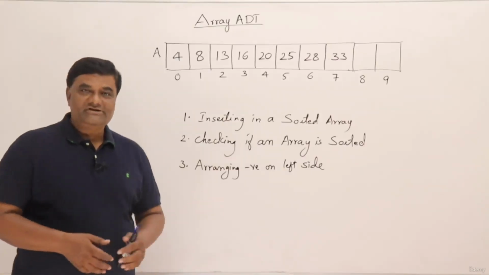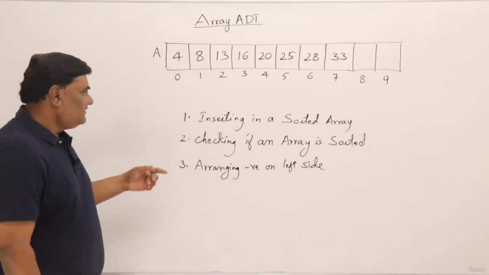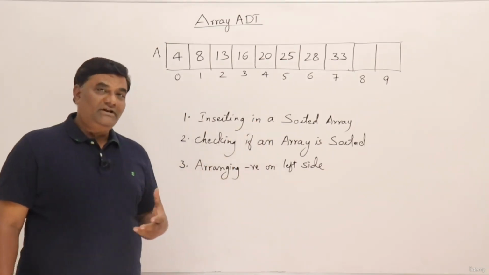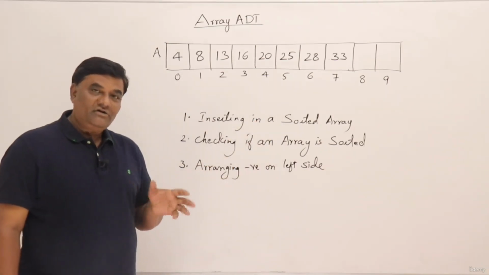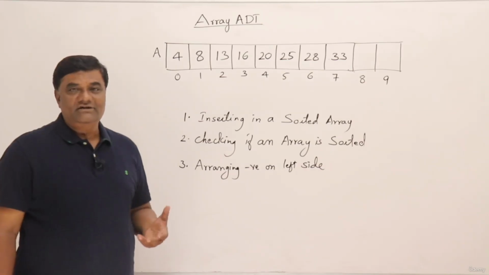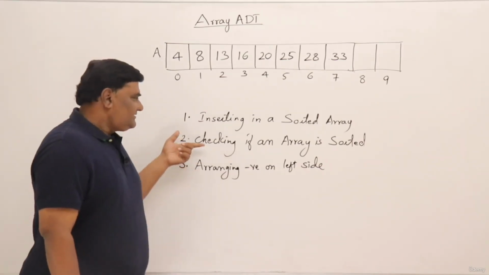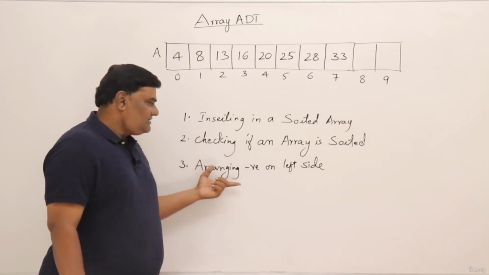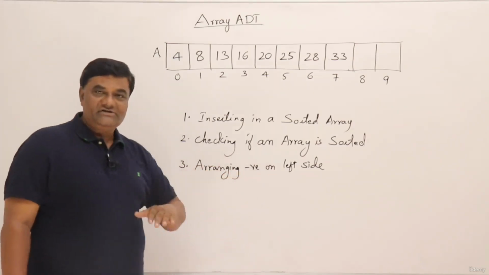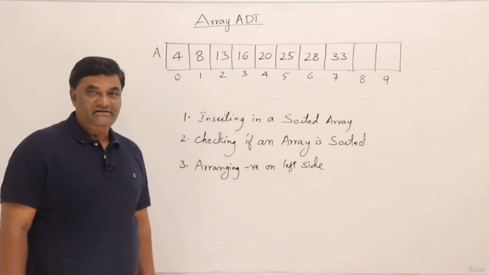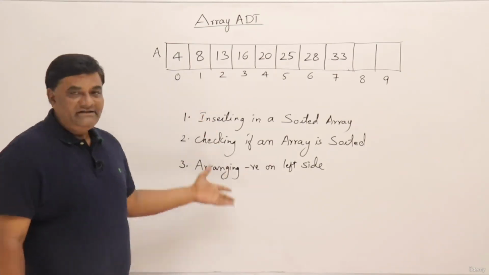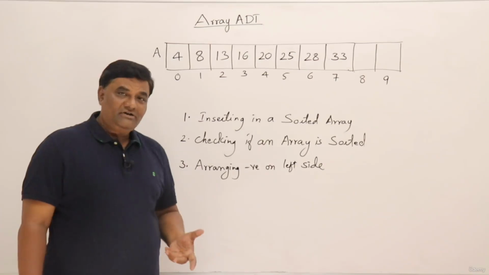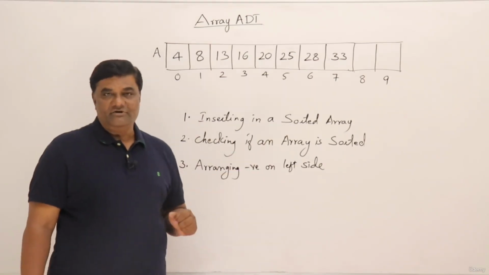Let us look at a few more operations on an array, like inserting in a sorted array. We want to insert a new value in an array which is already sorted, so we should add a new value at a sorted position. The next one is checking if an array is already sorted. Then one more, arranging all negative elements on the left side and positive elements on the right-hand side. So let us check these. These are a few simple operations, but they are important operations. So let us check how to perform them.